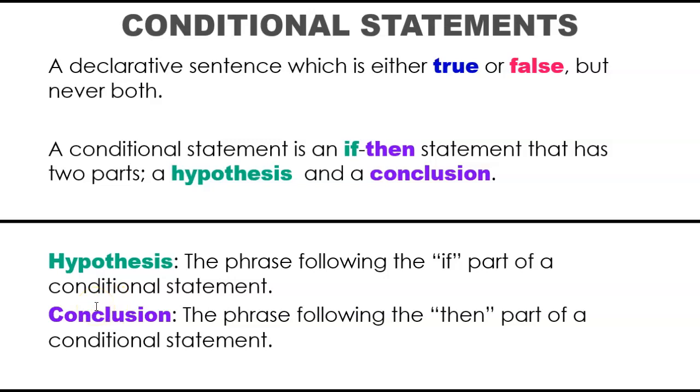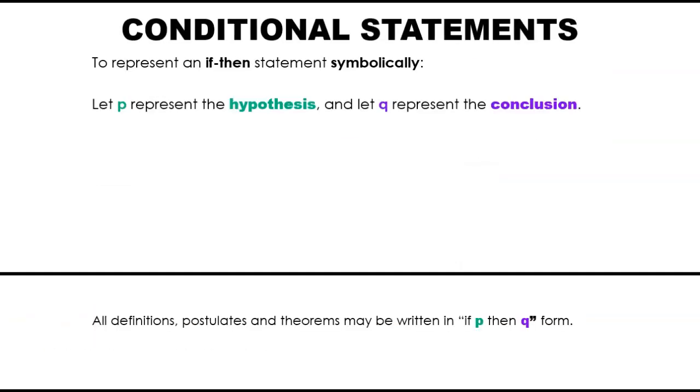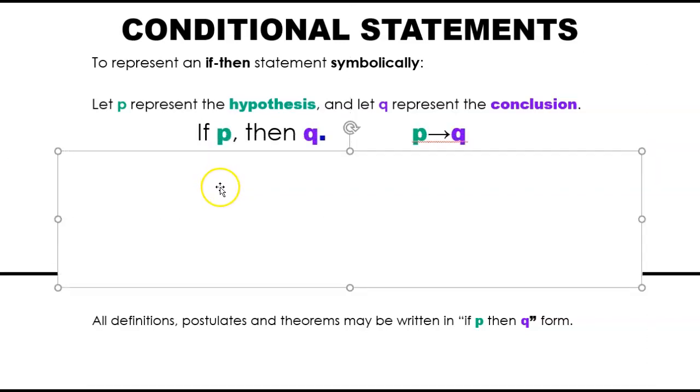So if I get paid, then I will take you to the movies. That's an example of a conditional statement. You are setting a condition, or I am setting a condition in order for something else to happen. To represent the if-then statements, a lot of times they'll use P and Q, which seems kind of weird, but P is the hypothesis and Q is the conclusion. So it'll be written like this: if P, then Q.